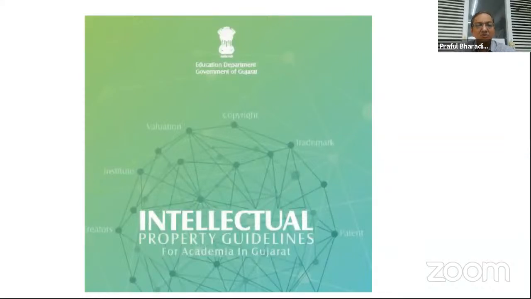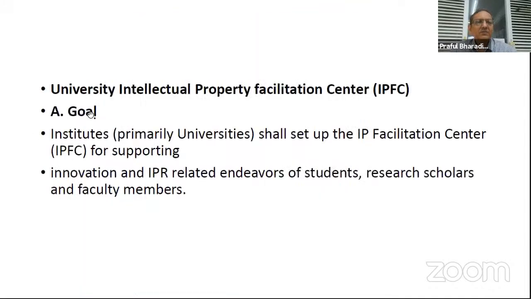A few of them I will just go through right now because it is related to filing of IPR and the modalities and consequences. So there it talks of two things. One is a university level and second is college level. So a University Intellectual Property Facilitation Center has to be set up in each university. That's what this policy says. And the goal would be primarily the universities, they'll have this for innovation and IPR related endeavors of students and research scholars and faculty members of the university. So that is promoted and that is suggested in the state level IPR policy.